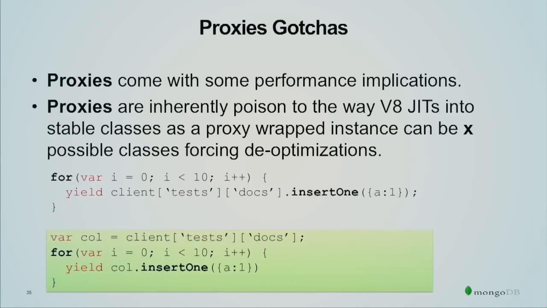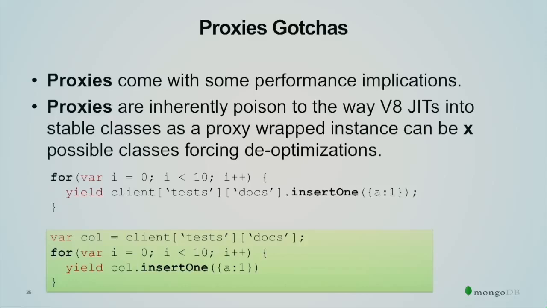So what are the gotchas when it comes to proxies? They come with some pretty bad performance implications. The reason is that the way V8 does optimization in the background is that when you create a new prototype, it tries to define that as a concrete class itself, when it's jitting. So if you have a class called car, and all the functions always take the same parameters of the same types, it can optimize that down to a concrete class that always expects it to be an integer or something. So it's pretty obvious that proxies are poison to this particular optimization, because there's no way V8 can ever know what the possible concrete class of a proxy is.